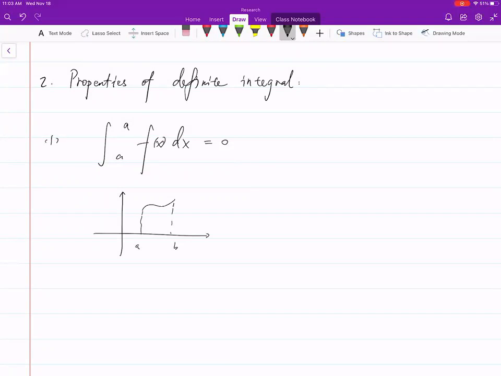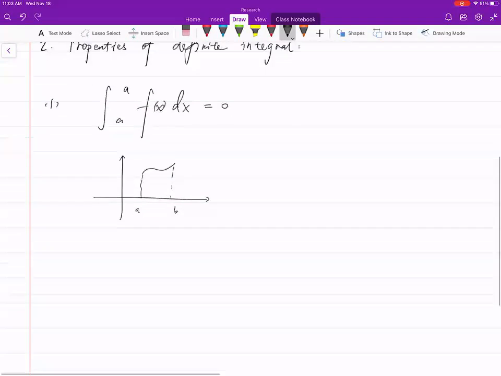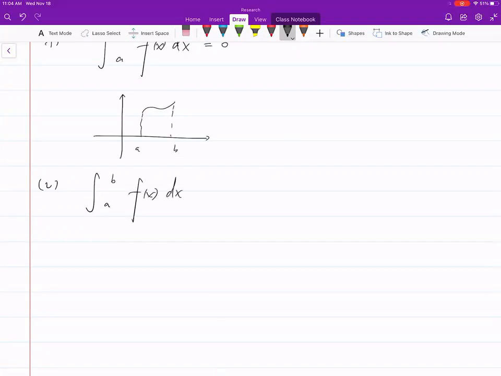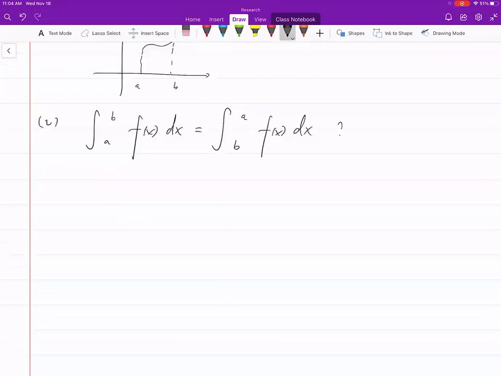You only have a line. A line doesn't have area. At least you should have a rectangle. Good. Second, the integral from a to b of f(x) dx. Is it the same as the integral from b to a of f(x) dx? In other words, does it matter if I switch the starting and ending points and make the reverse order? Does it matter?